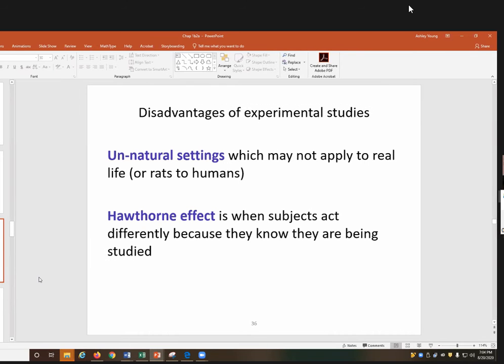Other things, disadvantages: unnatural settings, so that may not apply to real life, or if you do it to rats, that may not apply to humans. The Hawthorne effect is when people act differently because they know they're being studied. People always act differently when they know they're being watched.